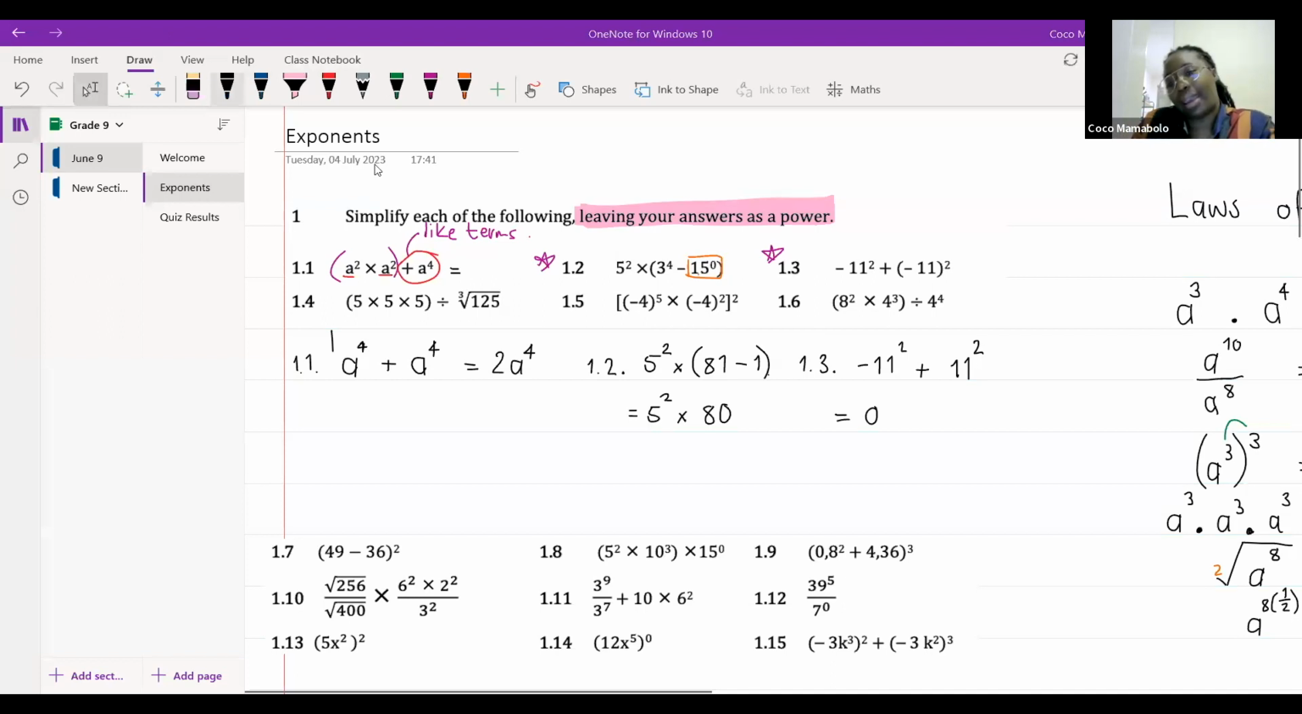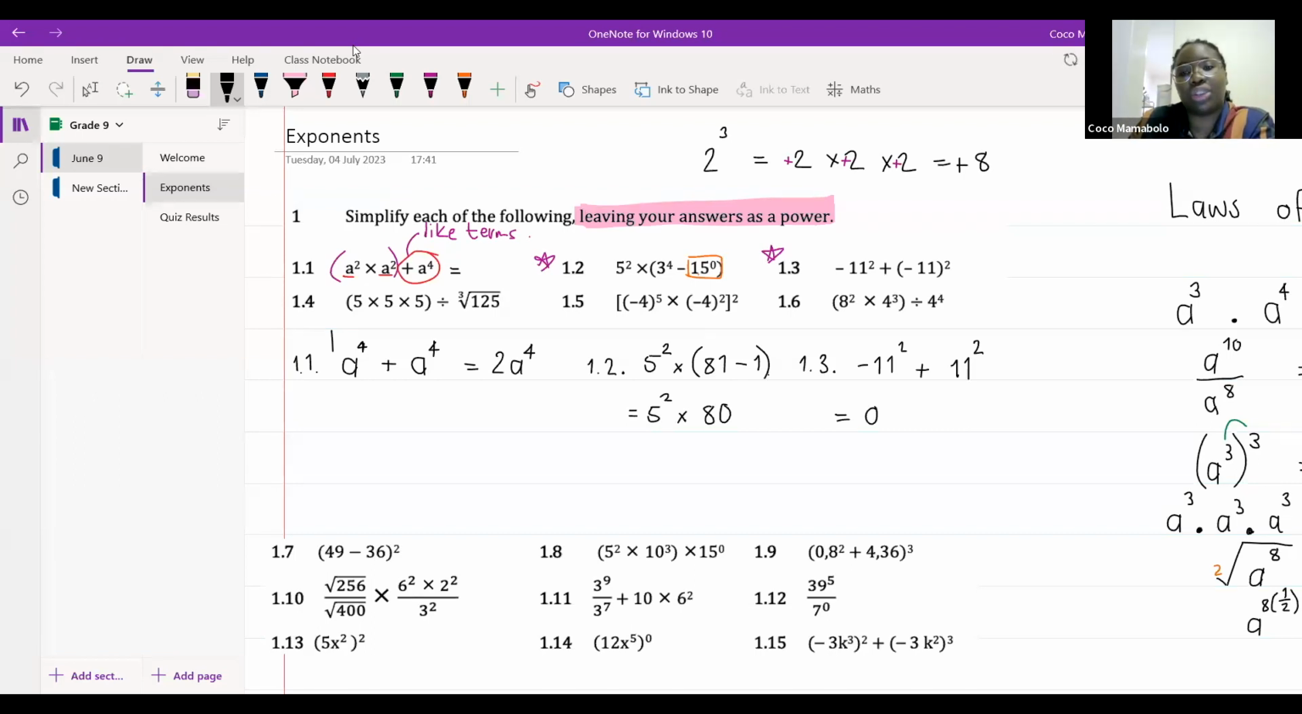Here is why it's positive. If I said to you guys that I've got 2 to the power of 3, that is the same as 2 times 2 times 2. But remember that there's a positive here and a positive here and a positive here. A positive times a positive times a positive is going to give me a positive. And 2 times 2 is 4, times 2 is 8. So this is going to give me positive 8.